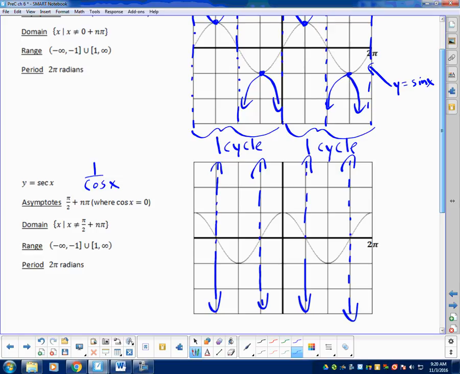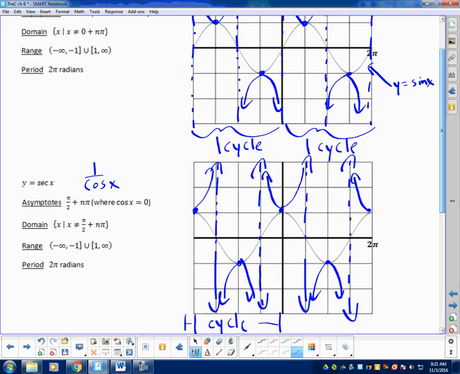Now what do you do when you just have a half of one here? Just draw half. This is actually 1 cycle right here, from here to here. That's just 1 cycle, and that's okay to do. You just show half of it. If it cuts it off, that's fine. So that's it. That's our secant graph.